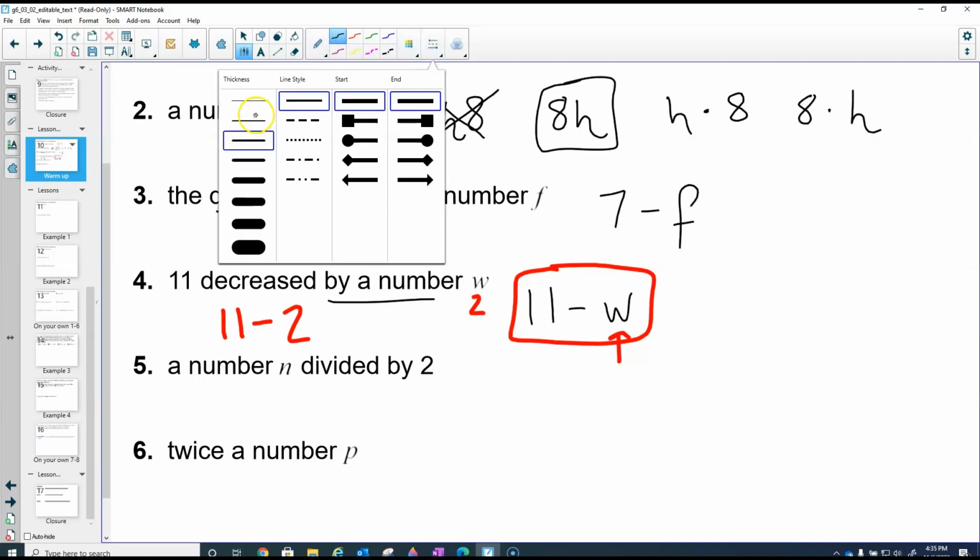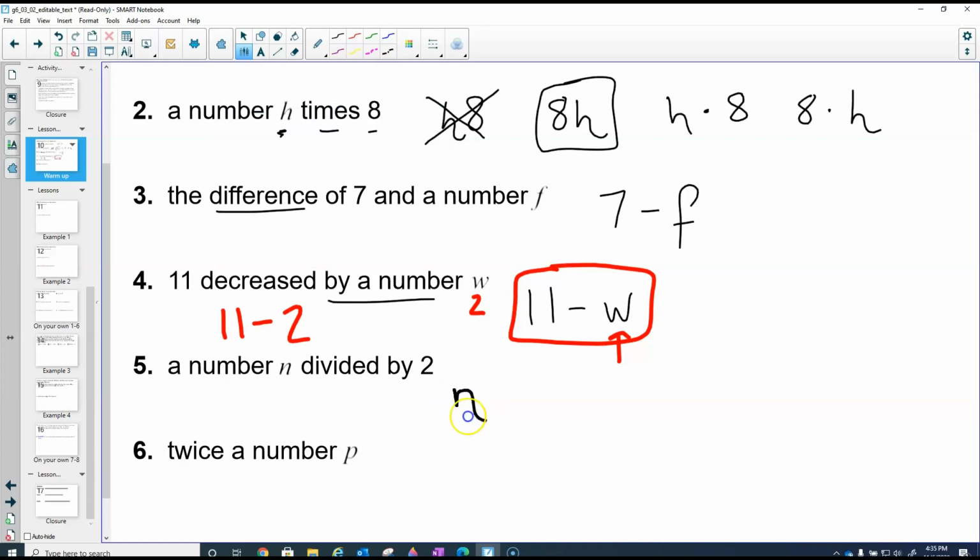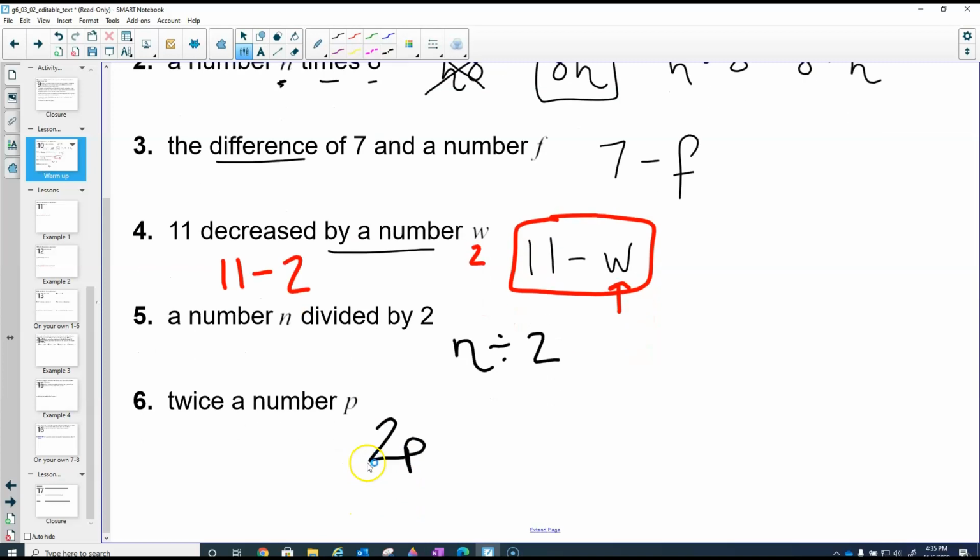So now if I go to the next one, a number n divided by 2. I know that n is going to be first because it is the one being divided, and it's being divided by this 2. And then the next one, twice a number p. Twice, you know, is 2 times more something, right? So twice the number p would be 2p. Twice as big.